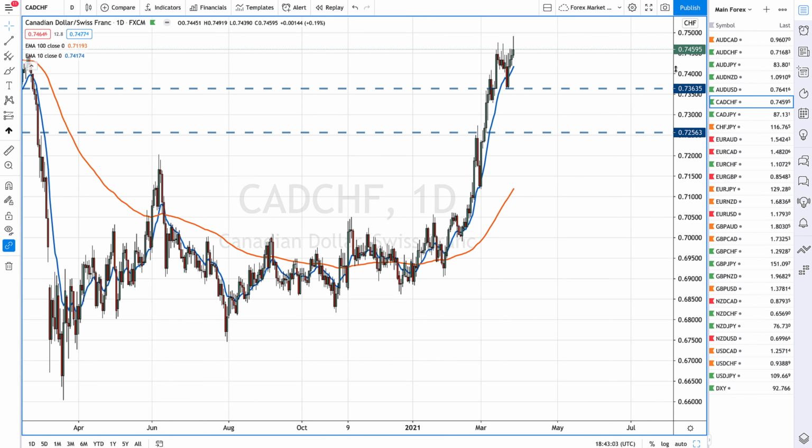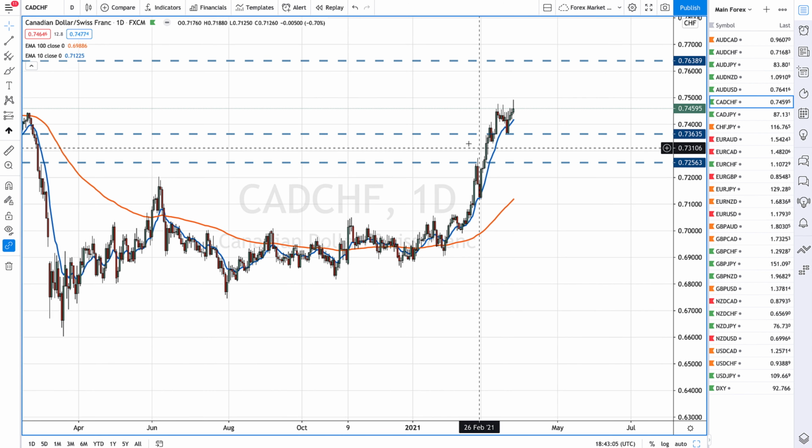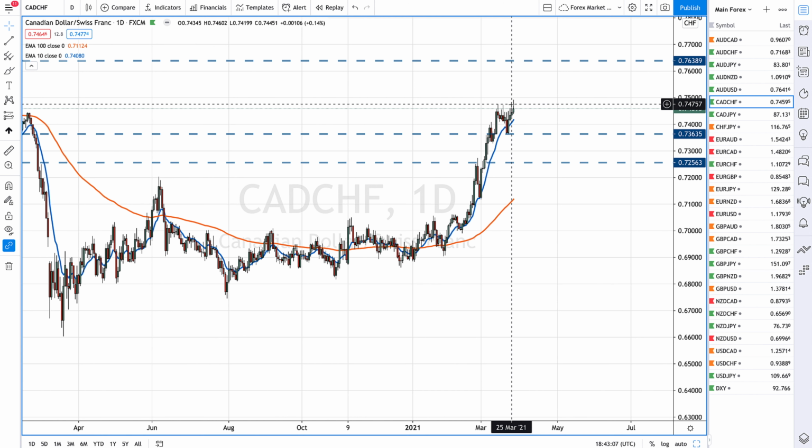The CAD franc, we are bullish. Again, the Canadian dollar has very strong fundamentals going for it. So our long-term position and direction in terms of the Canadian dollar is definitely to the upside. The Swiss franc, not so much. The Swiss franc isn't massively negative, it's just not overly positive.